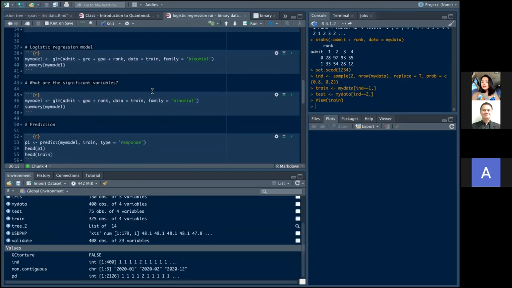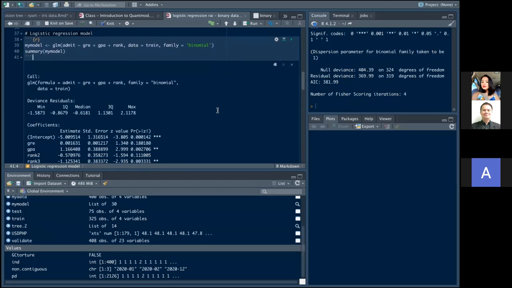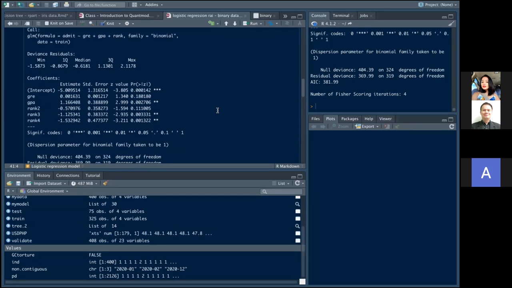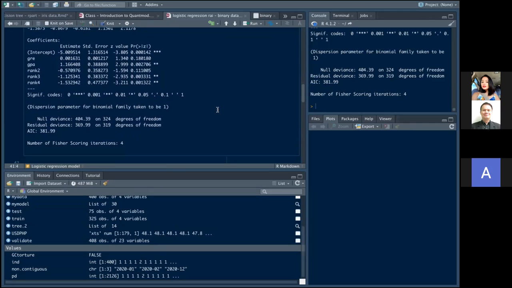So let's run that, guys. Let's run the whole chunk, 38, 39. Yes, that one. All right, this is now the result of your regression. I'm sure you have met this in your Statistica before. So you have your regressors: your intercept, your GRE, GPA.